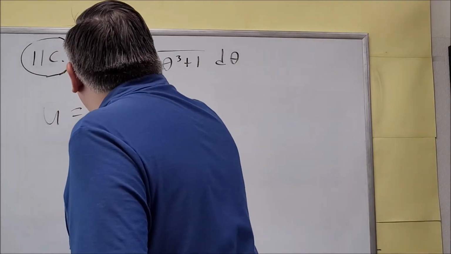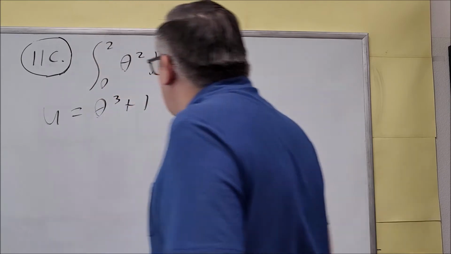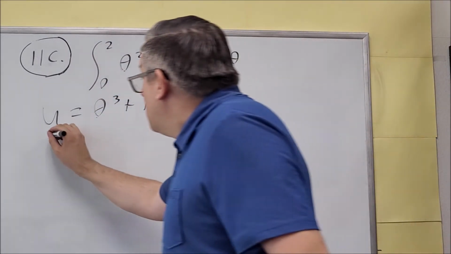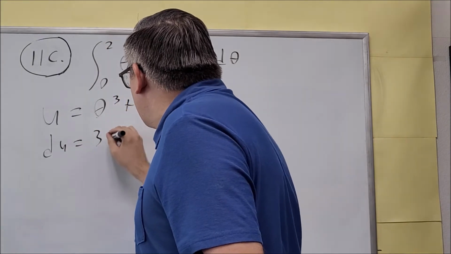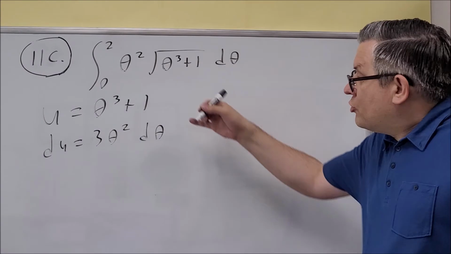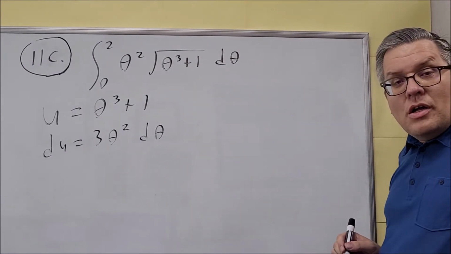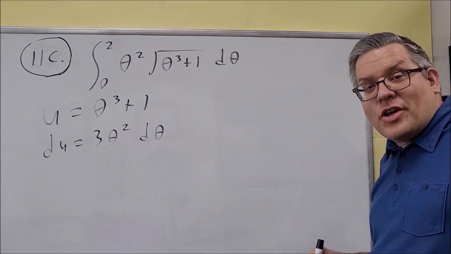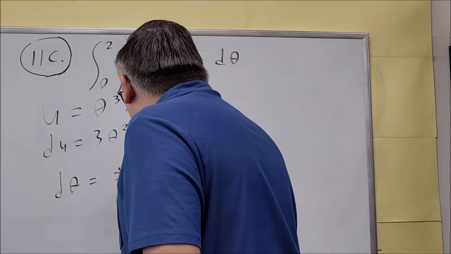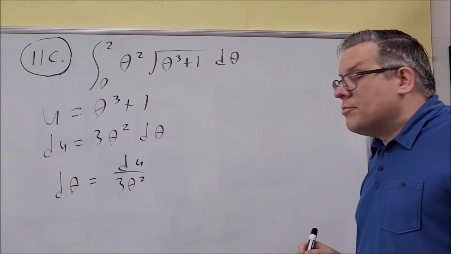U equals theta cubed plus 1. You're just going to take the derivative of both sides. So you get du is equal to 3 theta squared d theta. Derivative of 1 is 0. And then you want to solve for d theta. D theta is equal to du over 3 theta squared.